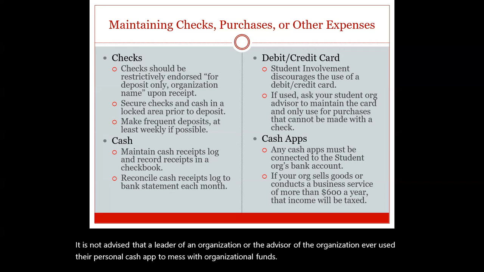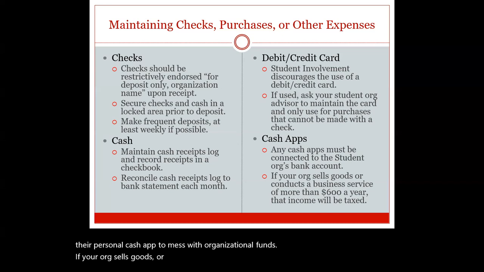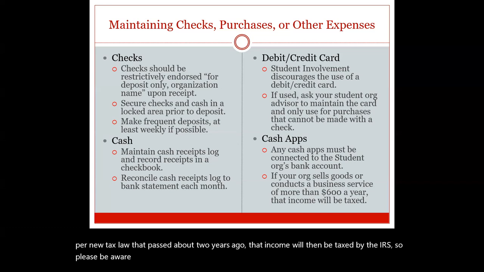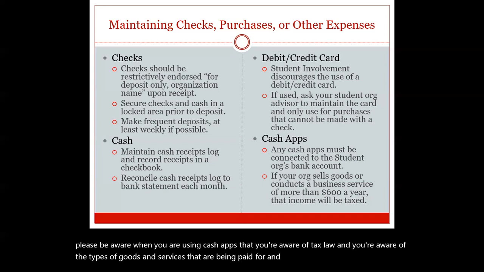If your org sells goods or conducts business services and the revenue is more than $600 a year, per a new tax law that passed about 2 years ago, that income will then be taxed by the IRS. So please be aware when you are using cash apps that you're aware of tax law and you're aware of the types of goods and services that are being paid for and exchanged within your organizational cash app.